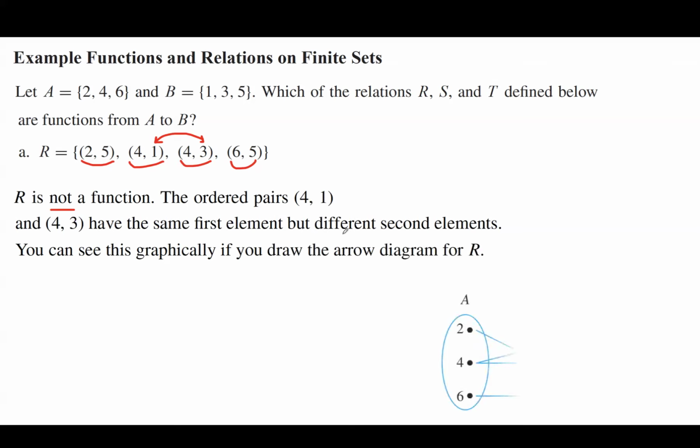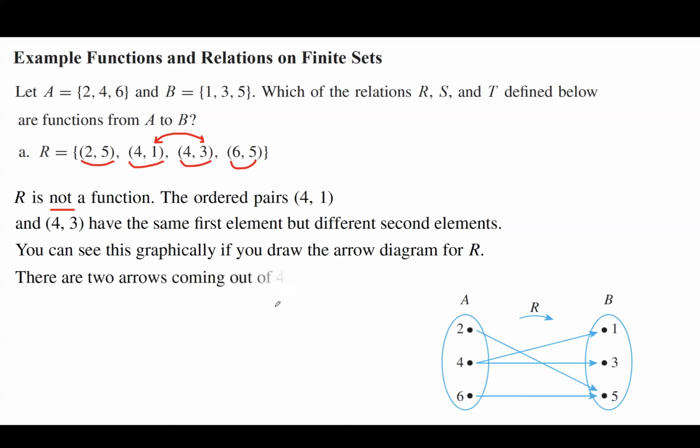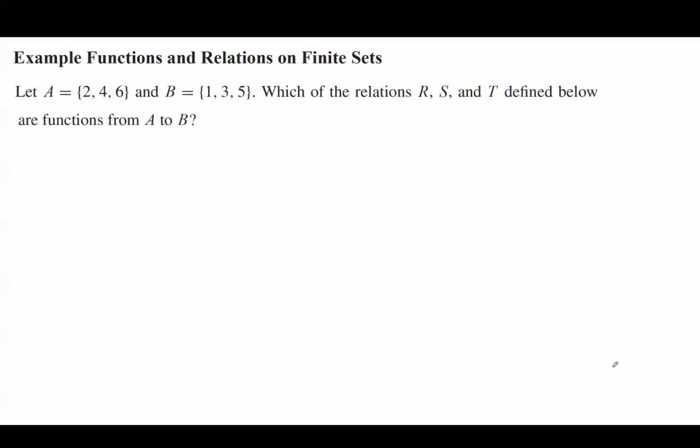Take a look at the arrow diagram. This relation maps 2 to 5, 4 to 1, 4 to 3. So this is the problematic issue here. This doesn't satisfy the definition of a function. There are two arrows coming from one single value in the domain, and you have two different output values. One points to 1, and the other one points to 3.